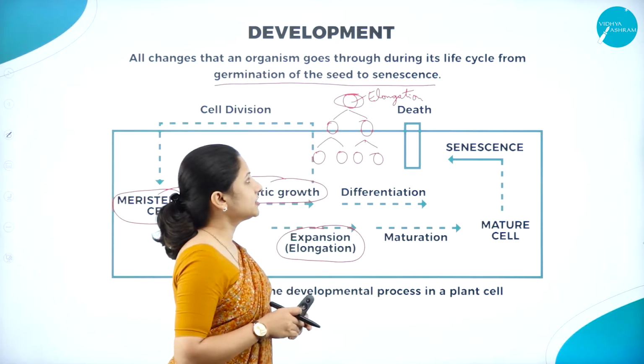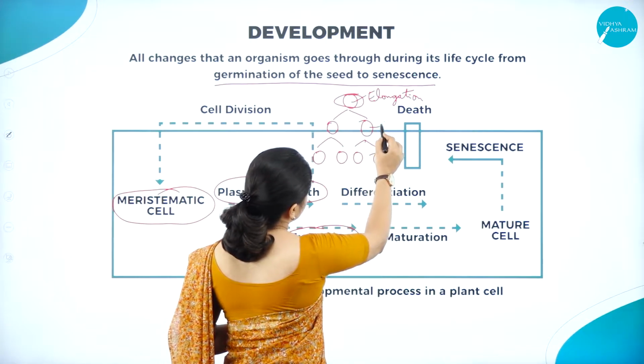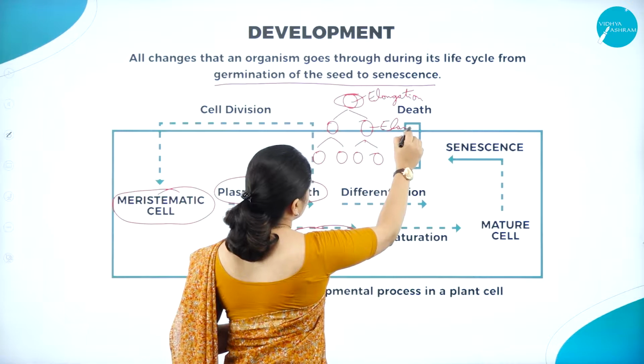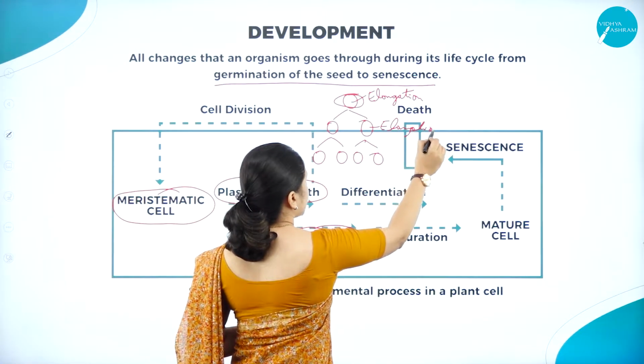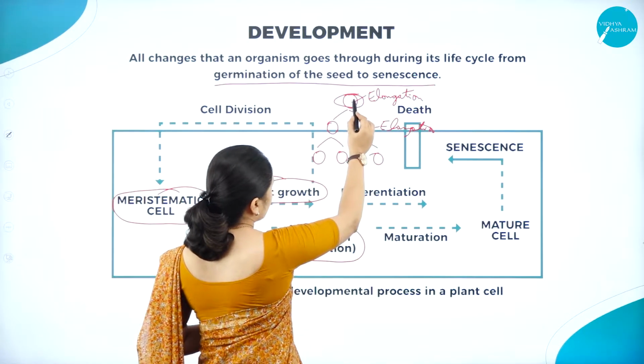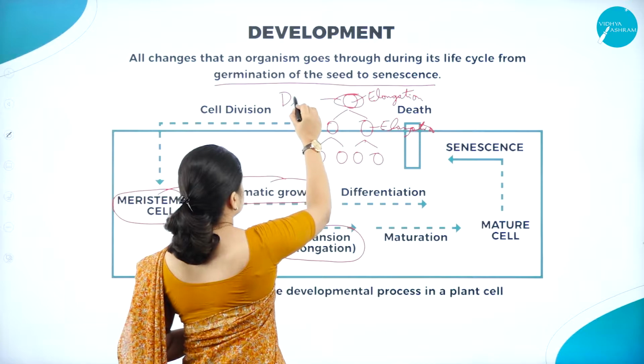Next, those cells which have elongated. These cells will also start to elongate because they've already finished the division process, right? Now, what happens to the elongated cells? These elongated cells will then enter into the differentiation phase.